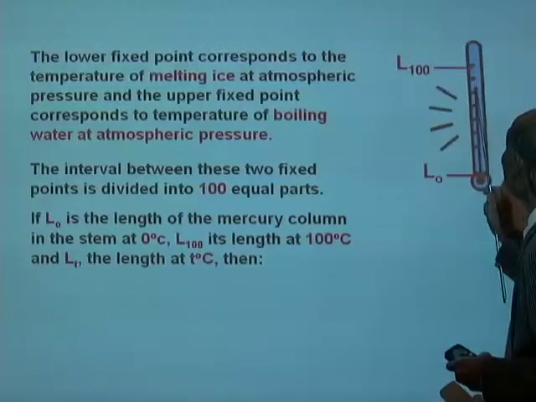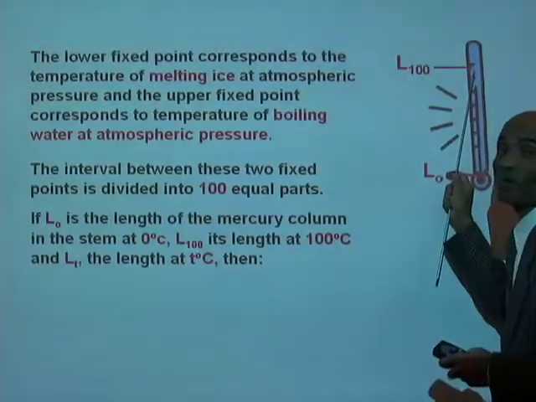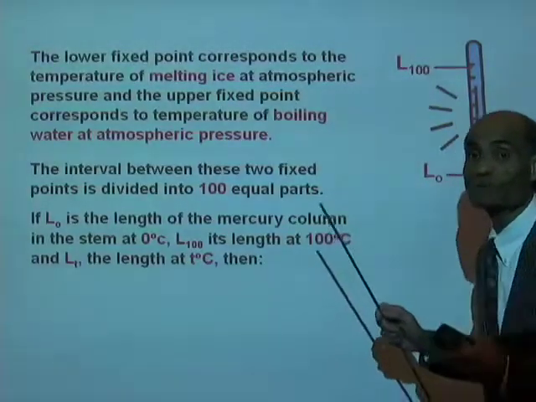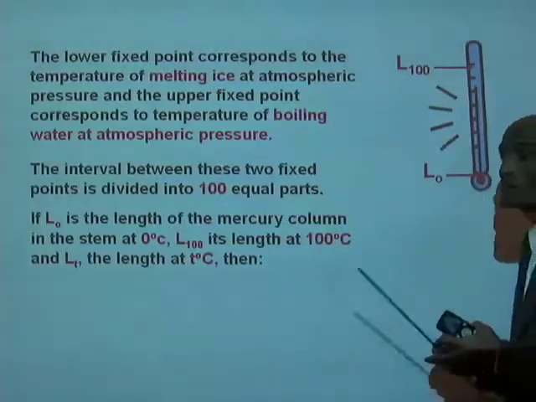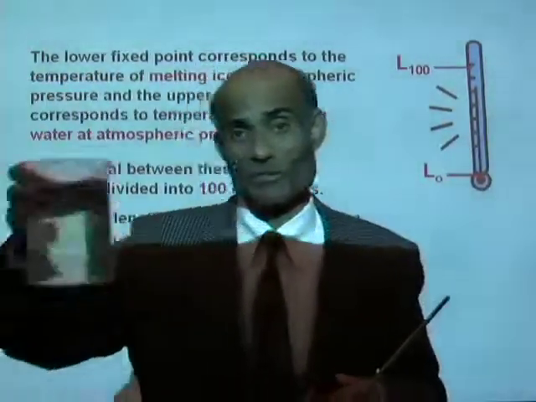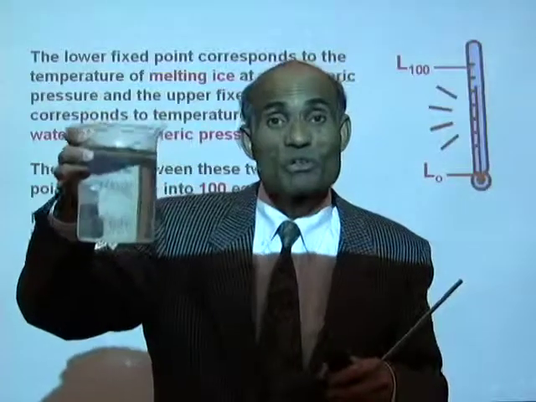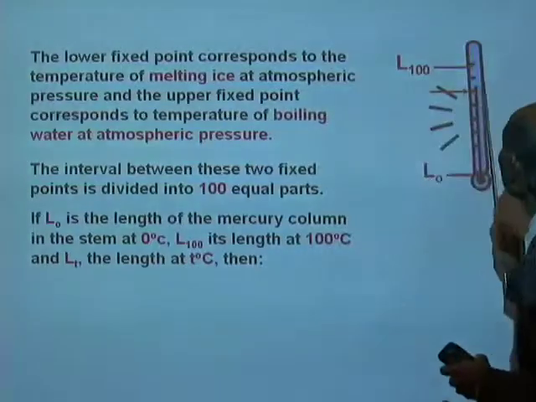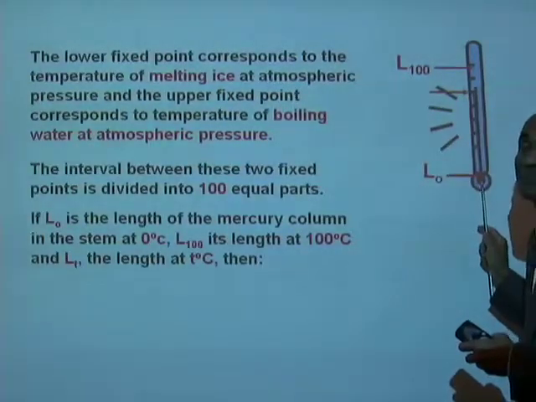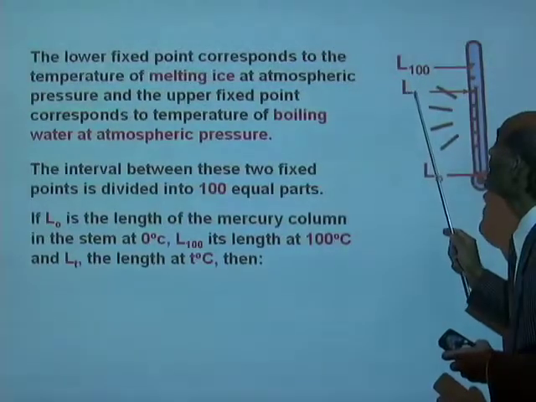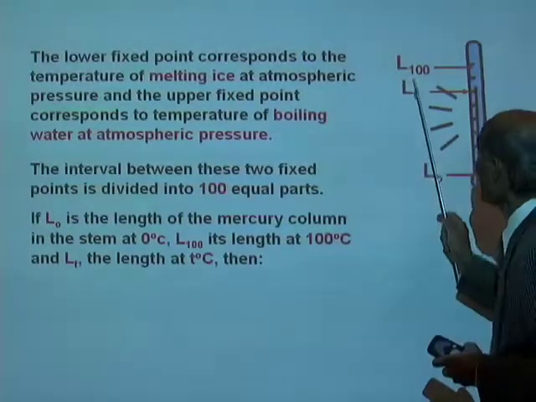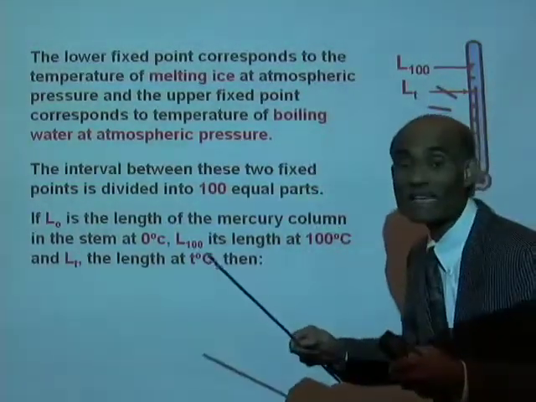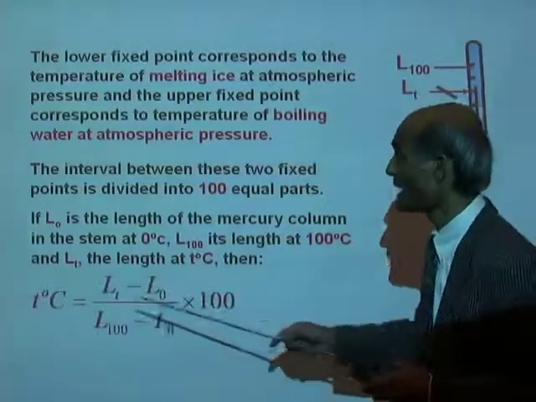Now this is L0, the length of the mercury column at 0 degrees Celsius. This length is L100, that is the length of the mercury column when the bulb is covered by boiling water. And suppose you want to measure the temperature of this water, what you need to do is put the thermometer bulb inside there, and suppose the level of mercury comes here, we will call it L sub T. Now, L0, L100, L sub T are all related, and we can now write a relationship like this.